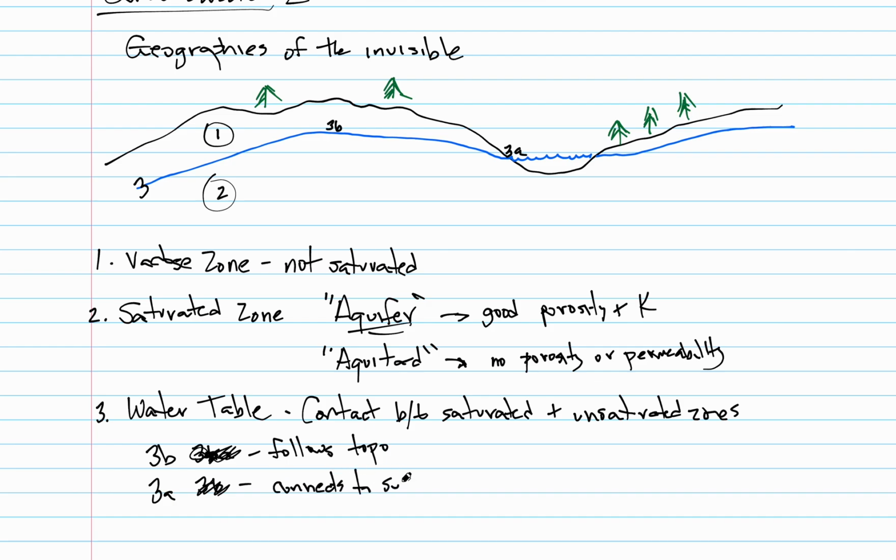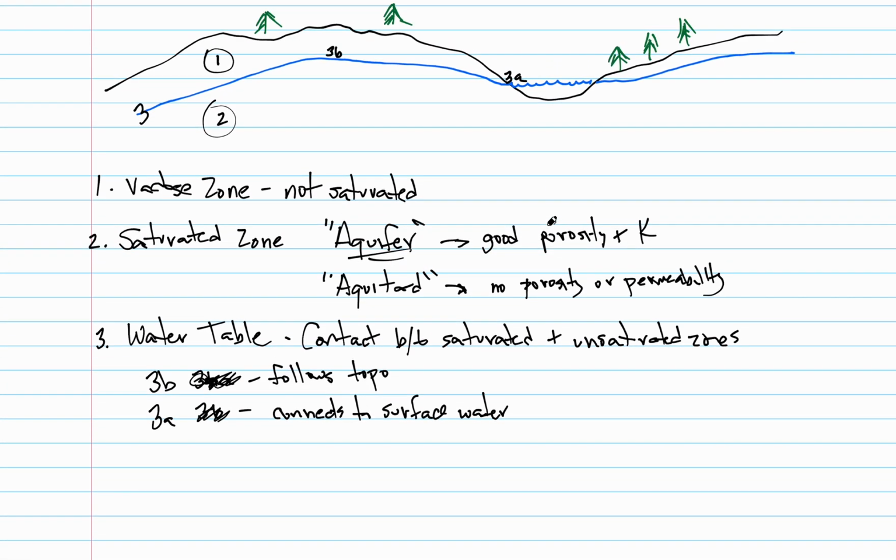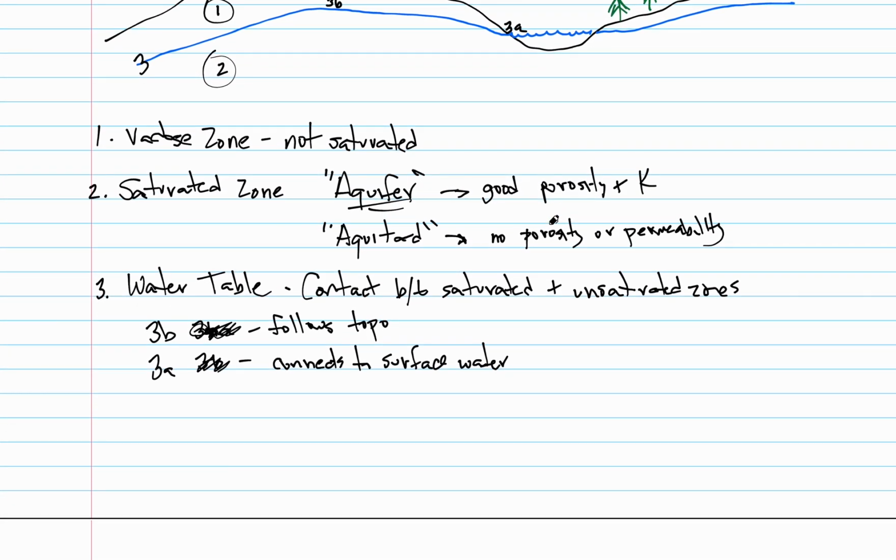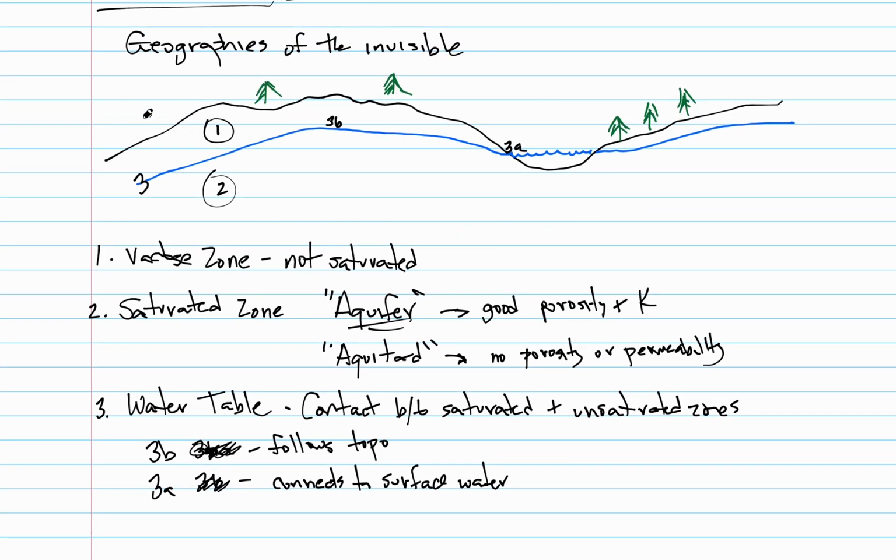Connects to surface water. Anytime there's a lake, a pond, or a river, a stream, you know where the water table is because it's at the edge of that thing. Okay, so those are three very important things to define with respect to this geography of the invisible.